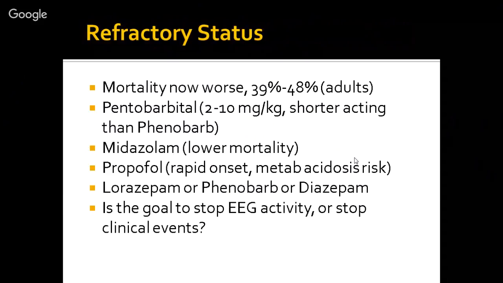Refractory status. Now, when it's persistent, and we're talking variable timeframes, but over an hour, you start to get refractory, and at 24 hours, that's super refractory. That's when the numbers get a lot worse. These numbers are actually not so much worse, partly because, again, the status itself is not doing the patient in, it's the cause of the status, and the viability from metabolic causes can be quite a bit better.